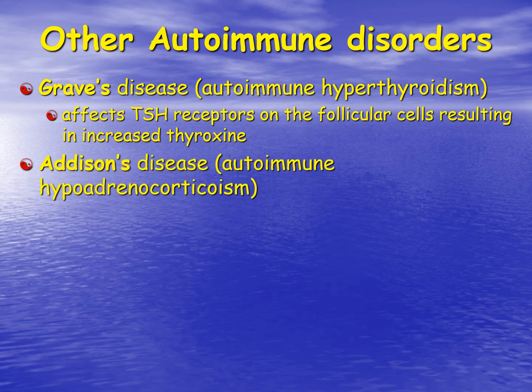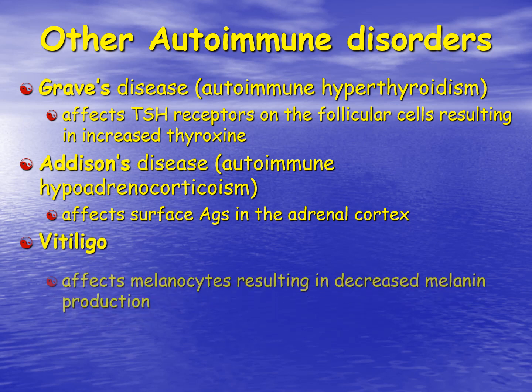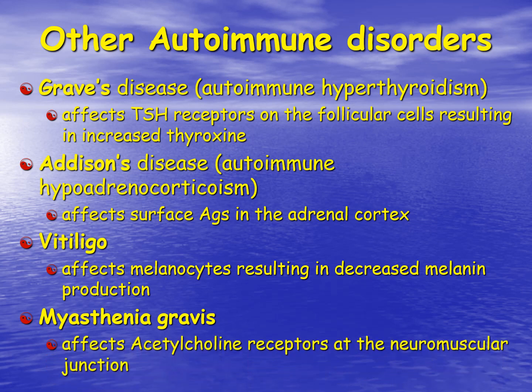Addison's disease is an autoimmune hypoadrenocorticism. This affects surface antigens in the adrenal cortex and decreases the amount of cortisone produced from the adrenal cortex. Vitiligo affects melanocytes, resulting in decreased melanin production within the skin. And myasthenia gravis actually affects the acetylcholine receptors at the neuromuscular junction, resulting in skeletal muscle weakness.